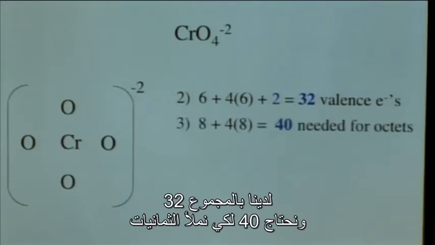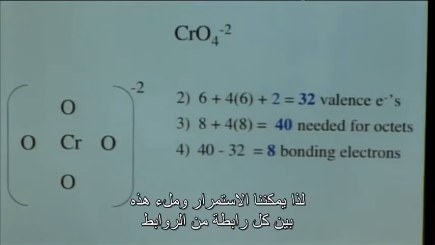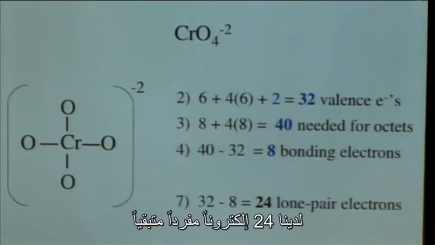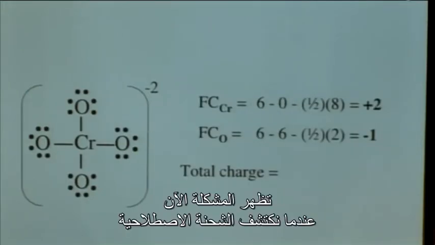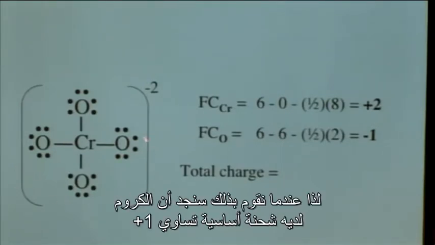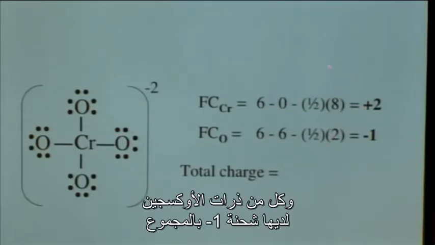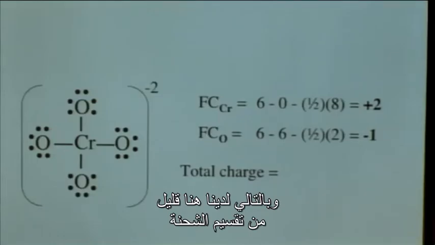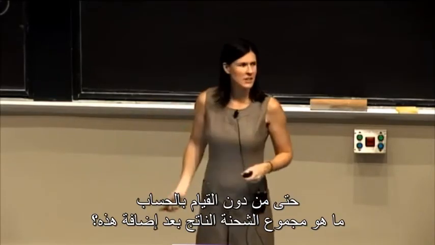40 are needed to fill up octets. So again, we have 8 bonding electrons available, so we can go ahead and fill these in between each of the bonds. What happens is that we then have 24 lone pair electrons left, and we can fill those in like this. And the problem comes now when we figure out the formal charge. When we do that, what we find is that the chromium has a formal charge of +1, and each of the oxygens has a charge of -1. So we actually have a bit of charge separation here. Without even doing a calculation, what is the total charge of these added up?